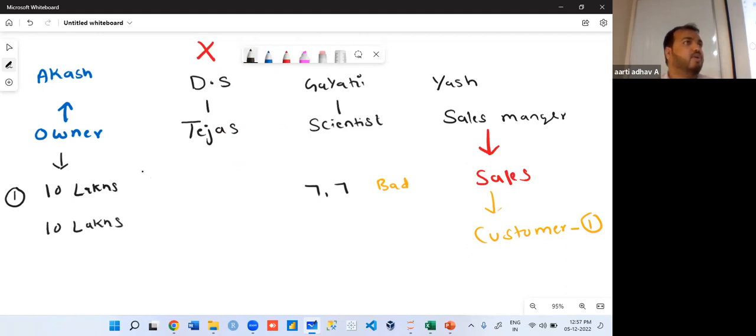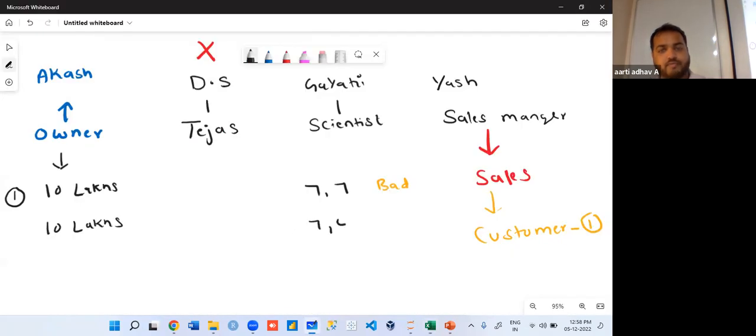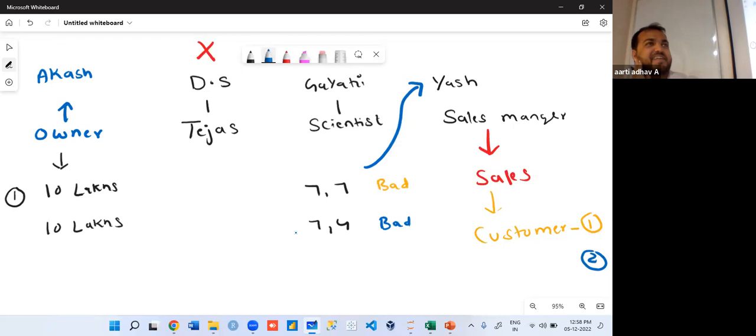He will again try one combination of tissue, 7,4. That tissue is given to sales. Sales happen. Customer number 2 reported this tissue is also bad. So now think like how Akash will think. Abhi company ban kar do. Matlab, my objective is good, but the person who is making for me is not good.